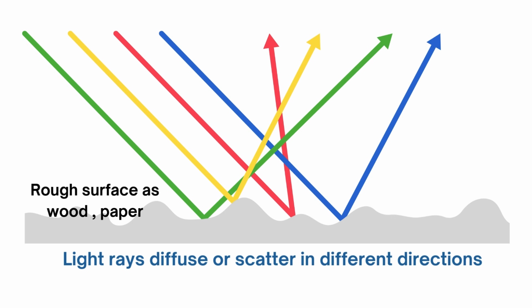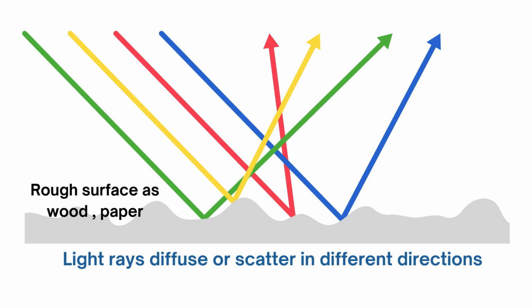They diffuse or scatter. As you see here, the angle of the reflected green light ray is different from the yellow, different from the red, different from the blue one. So each one has an angle of reflection different from the other. This is why the light rays diffuse or scatter or are reflected in different directions.